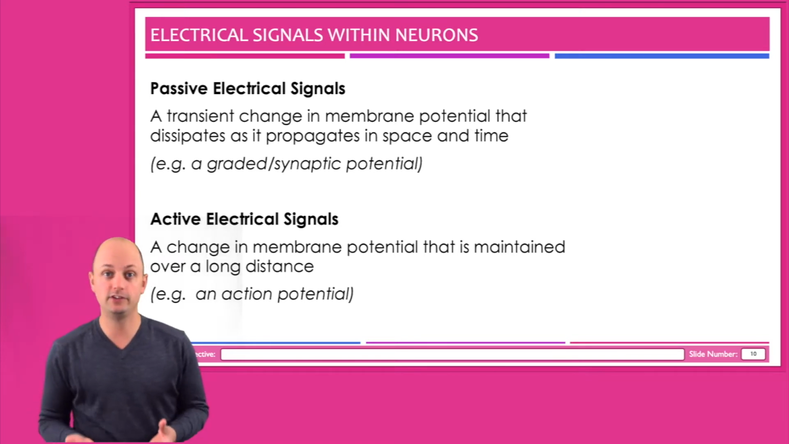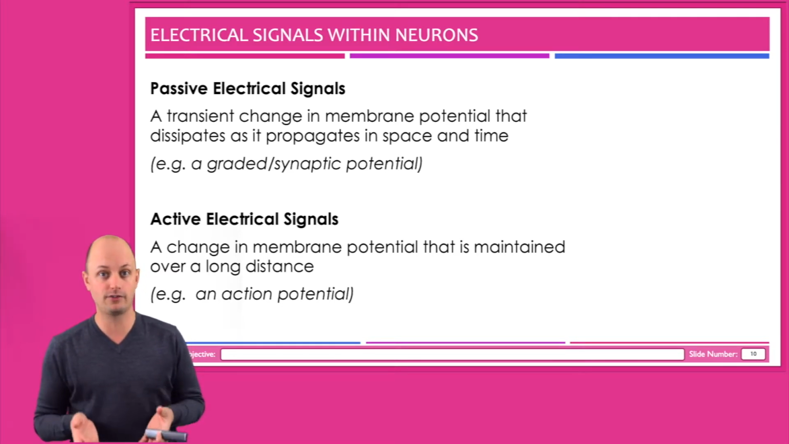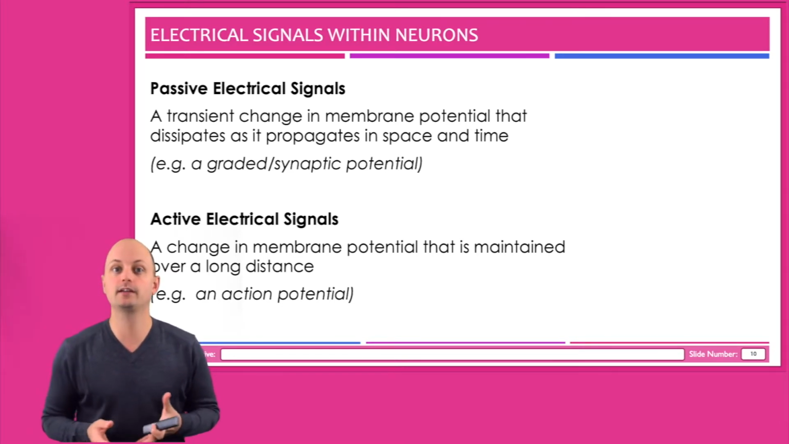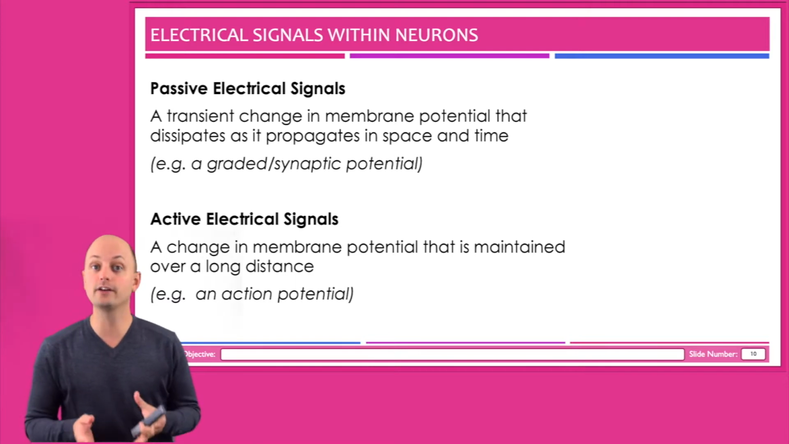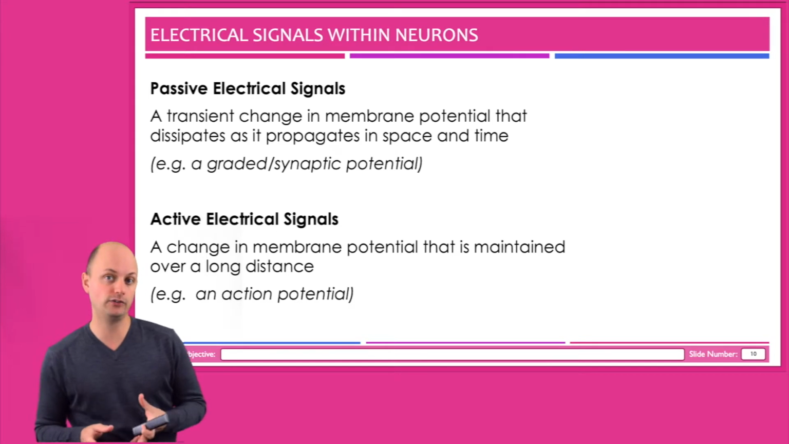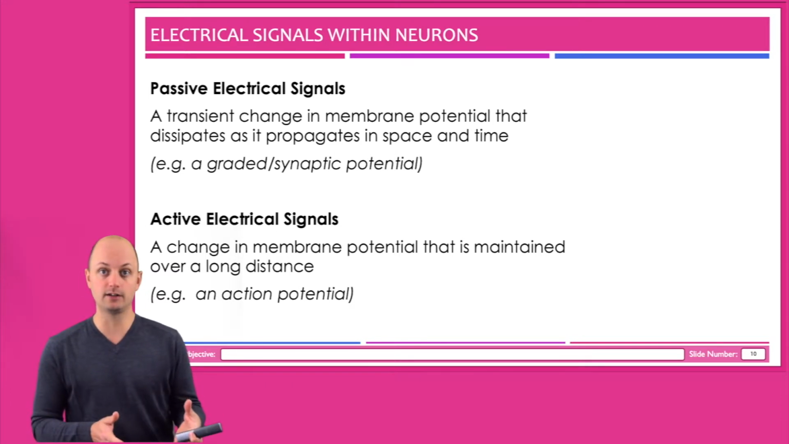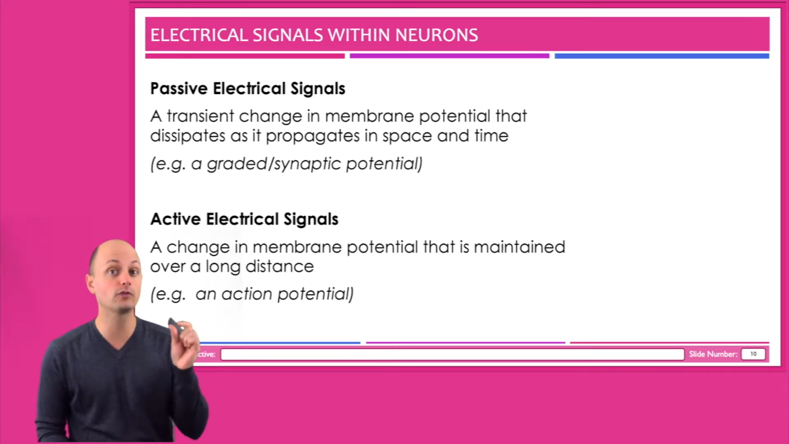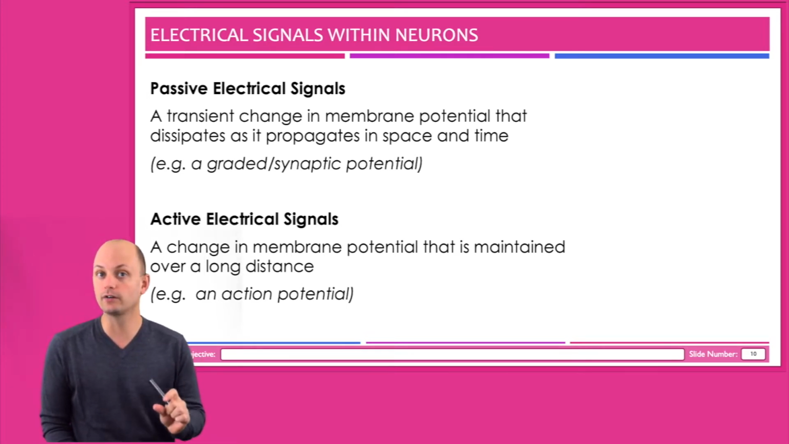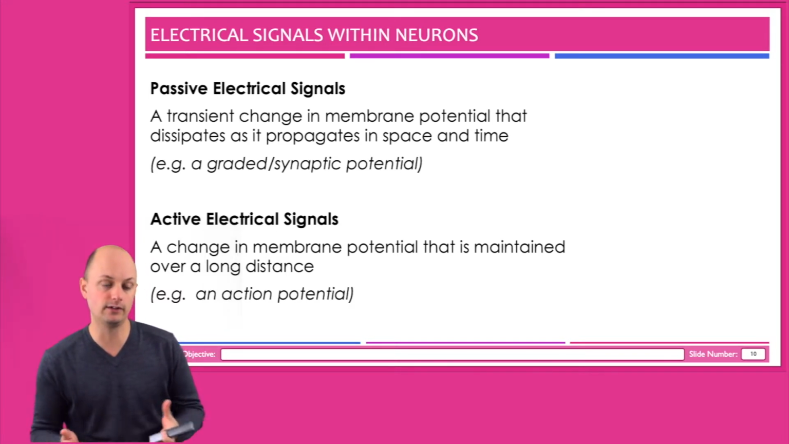So the purpose of this unit is to really tie together the concepts of excitability with the structure of the neuron. And we can do that because different regions of the neuron have very different excitable properties. So very broadly, we can classify electrical signals as being either passive electrical signals. That means that they produce a transient change in membrane potential that's specific to one region of the cell and only occurs for a very short period of time. Graded and synaptic potentials are examples of passive electrical signals.